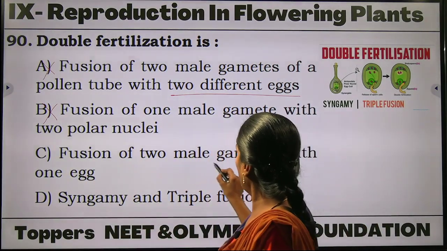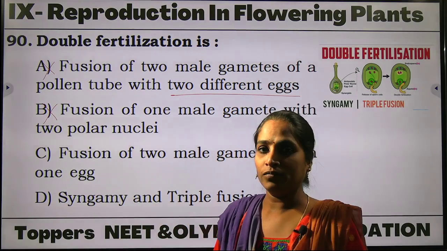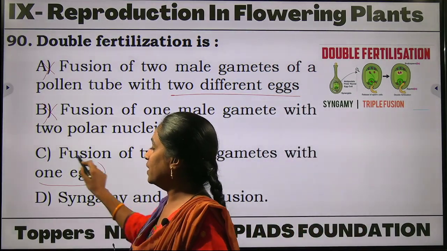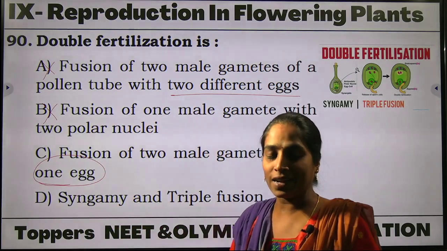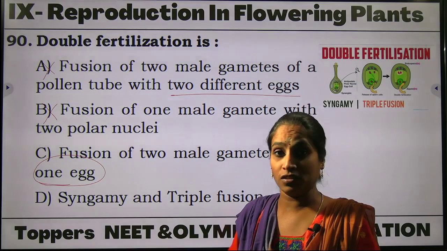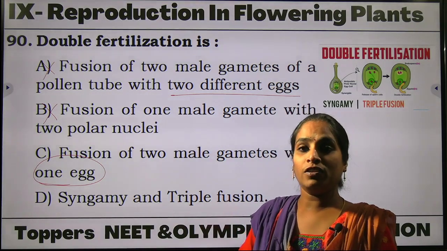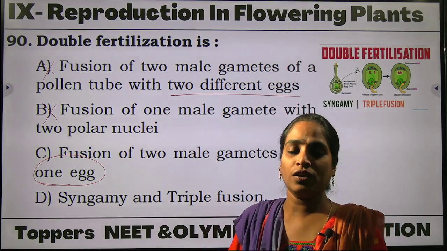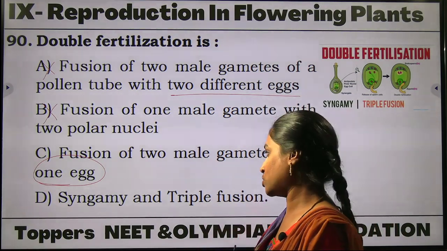Fusion of 2 male gametes with 1 egg. 2 male sperms are fusing only with 1 egg, it seems. Is that statement correct? Exactly no. The first sperm cell will be fusing with the egg cell and forms the zygote, and the second sperm cell will be reaching the central cell and fusing with the polar nuclei in it and forming the endosperm.